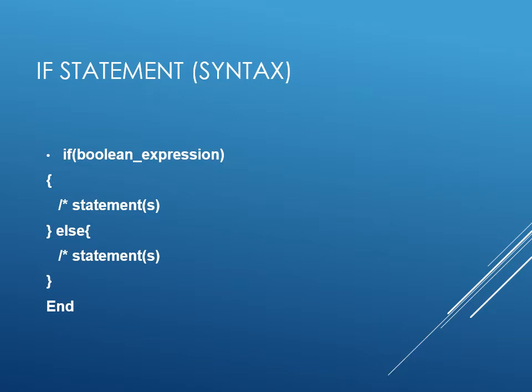So this is the syntax of our if and else statement. Then if the first condition is false, control will pass to else, then this statement will be executed and it will end our program.